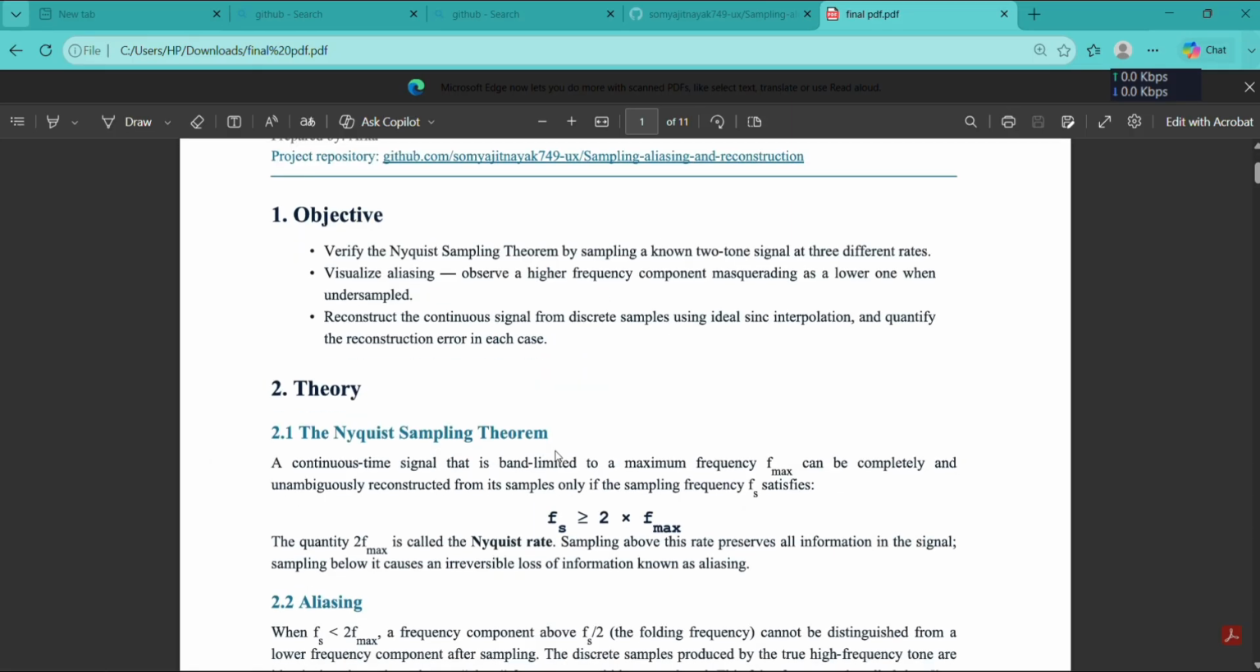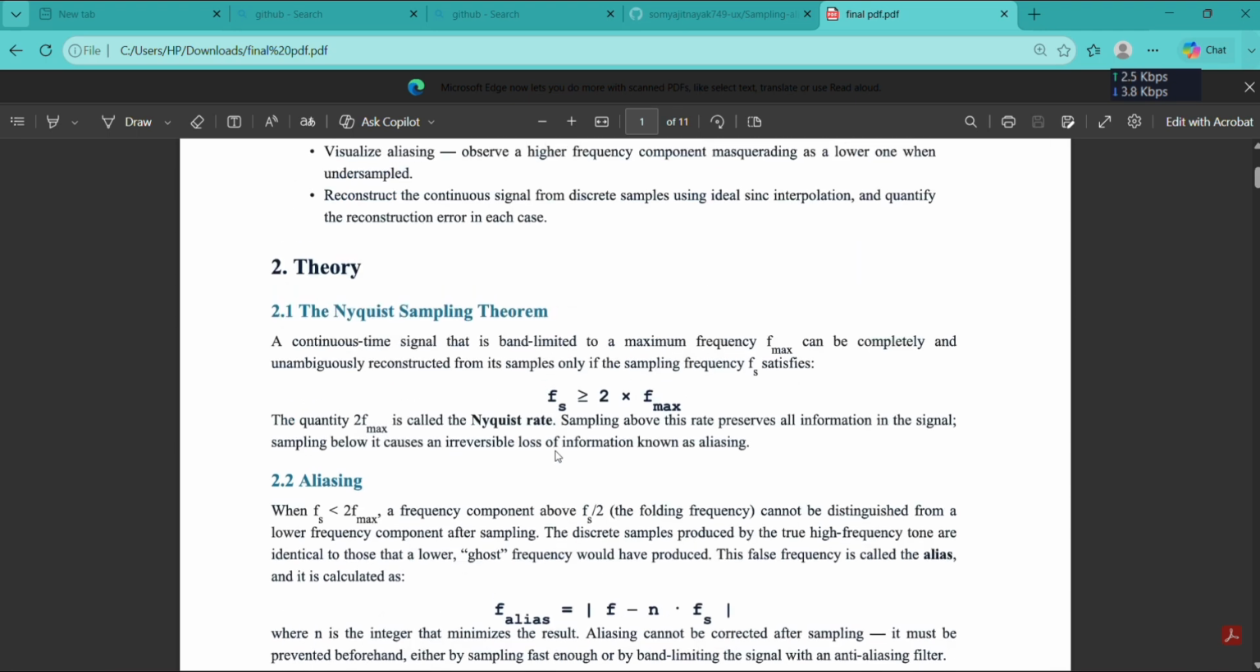So I wanted to actually see aliasing happen, instead of just reading about it in a textbook. So I built this, sampling a signal three different ways and watching where it breaks. Let me show you.